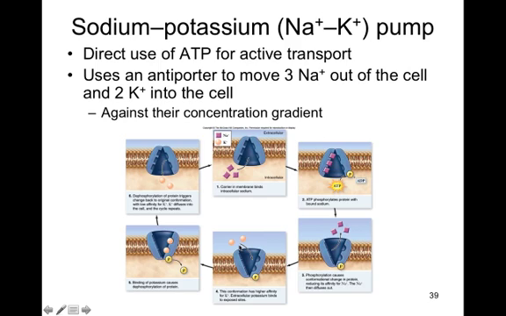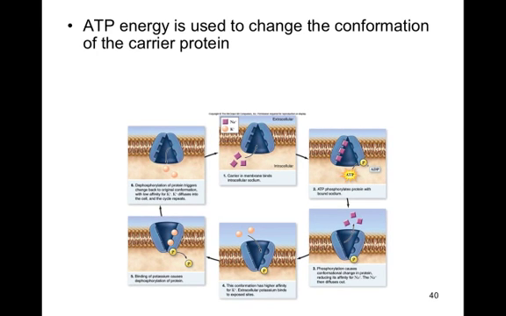Now, potassium can bind. 2 potassium bind to the protein whose conformation is open to the outside of the cell. And then, once these have bound, the protein once again changes conformation and dumps the potassiums into the intracellular environment. Both sodium and potassium are being moved against their concentration gradient through the use of ATP as energy.